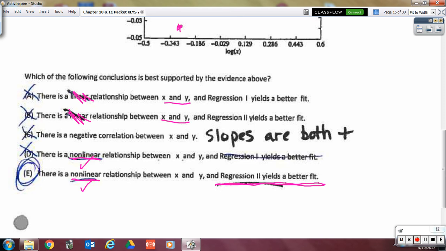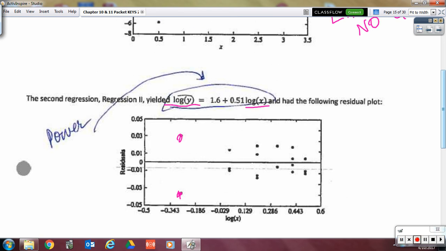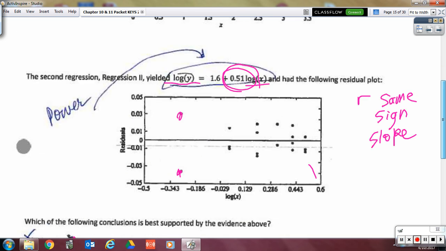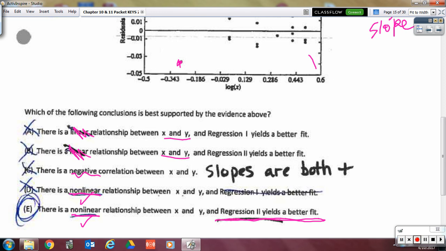But let's discuss C, because we want to remind ourselves of this. Remember that correlation has the same sign as slope. So what kind of correlation would we have? In both cases, they leave no doubt that we have positive correlation. So answer choice C, saying there's a negative correlation, is a no-go because we've got positive slopes in both of our functions that we fit. Okay, questions there.